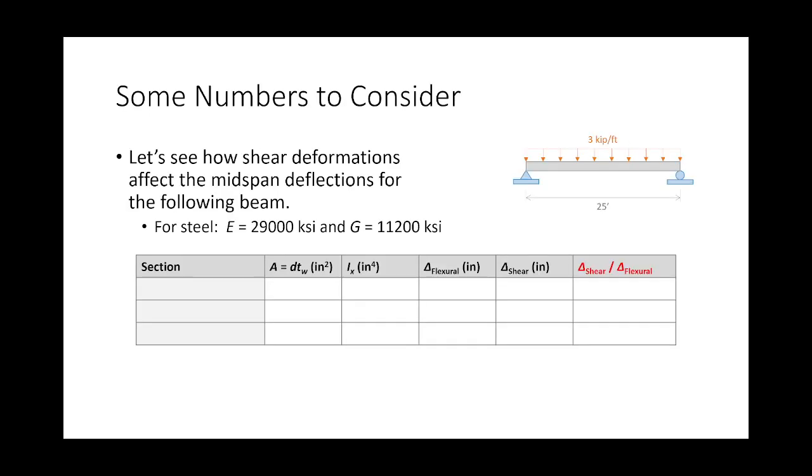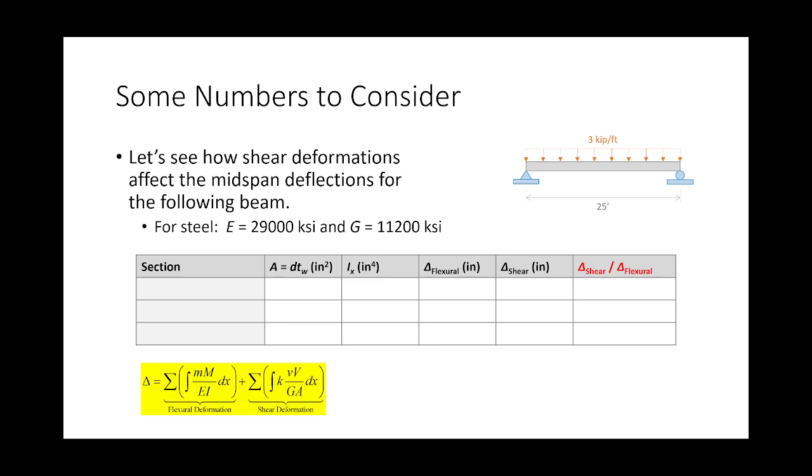To show you what I'm talking about, I want to give you some numbers that you can sink your teeth into. This is something to watch, because I think you'll think this is kind of slick. So here I have a beam, and it's got 3 kips per foot on it, and it's 25 foot long. We're going to say the beam is made out of steel, so E is 29,000 ksi, and G is 11,200. And I want to show you what happens when we start making the beam deeper, okay?